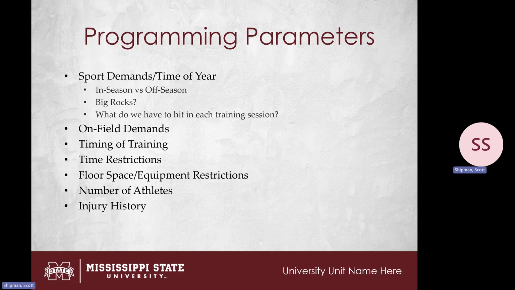Programming parameters. Again, I've already kind of hit on a lot of these, but really, one of the trickiest things is understanding what you have to work with and being able to mold your program around that. I'm fortunate enough over here to have a full weight room. We have 100 yards worth of turf, so I have so many pieces at my disposal to be able to program. So the biggest parameters I'm looking at are going to be sport demand and time of year.